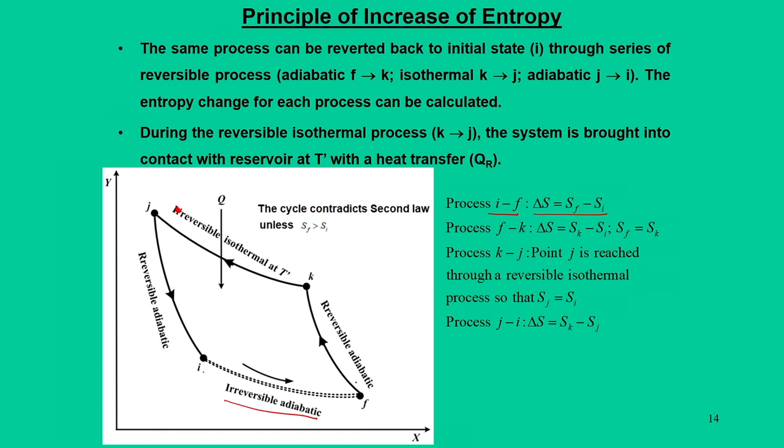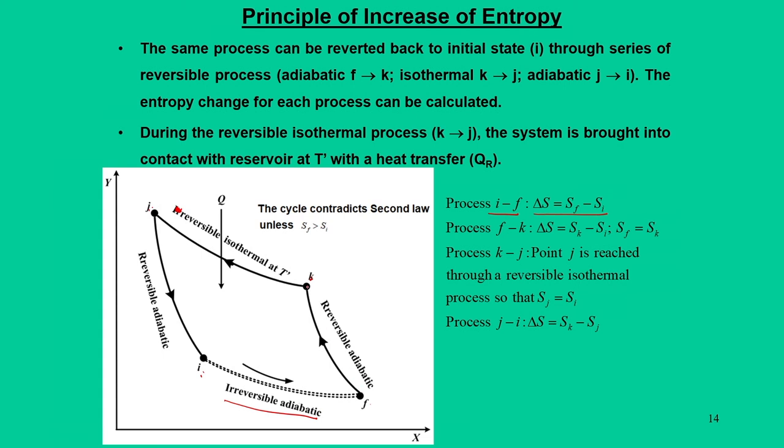Now, you are assuming to connect this final state to the initial state in a reversible manner, which goes from F to K, K to J and J to I. So, let us see one by one. For process F to K, the entropy change will be S K minus S F, and since this process is reversible adiabatic, we can say S F is equal to S K.